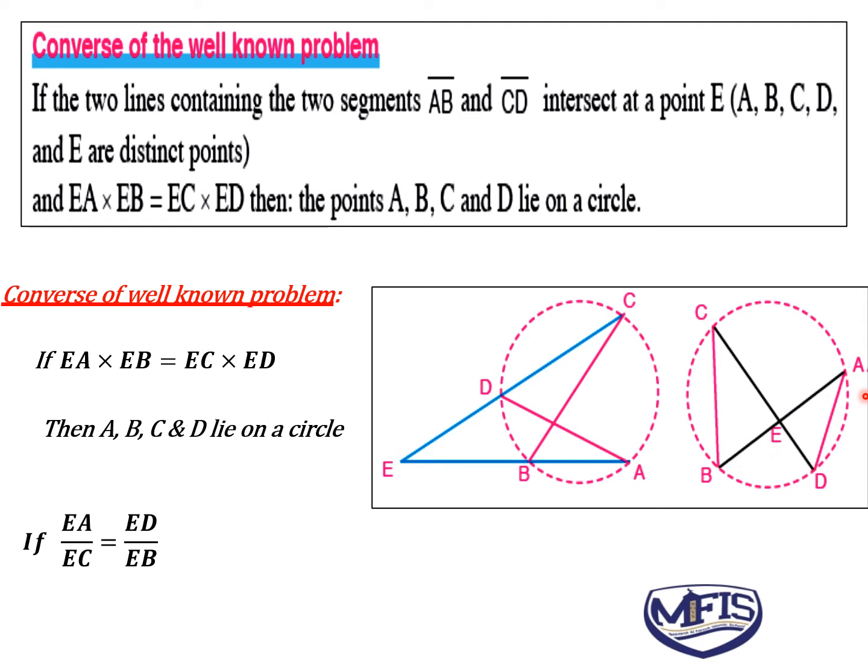Then, do you think that triangle AED and triangle CEB are similar? Of course, we have the ratio EA over EC equal to ED over EB, and the measure of angle E is the same in the two triangles, a common angle. So the two triangles are similar. If EA over EC equals ED over EB, then triangle EAD is similar to triangle ECB.